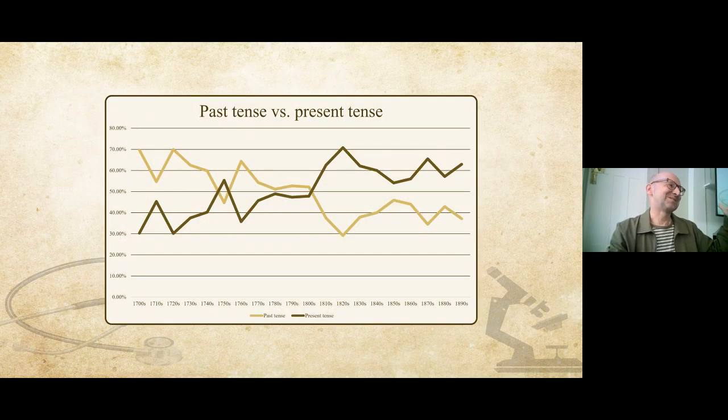I'm not talking about that. It's a more interesting thing. Like here you see the relationship of past tense and present tense, and this present tense is simple and no perfect aspect. There seems to be a development towards more use of present tense around 1800.